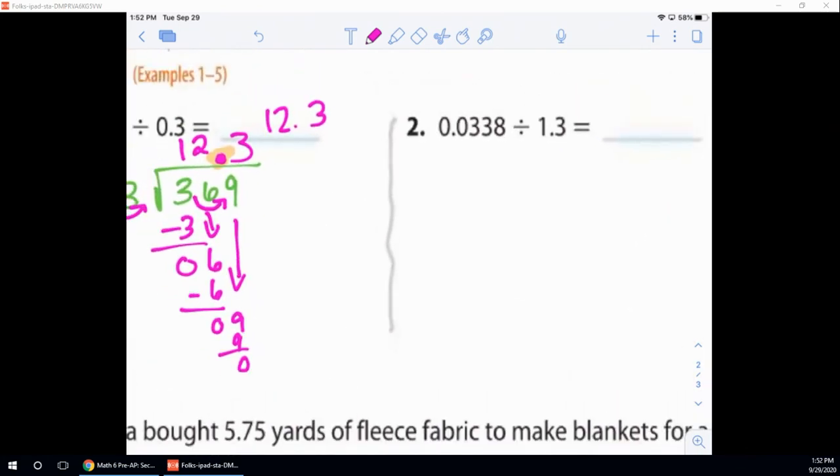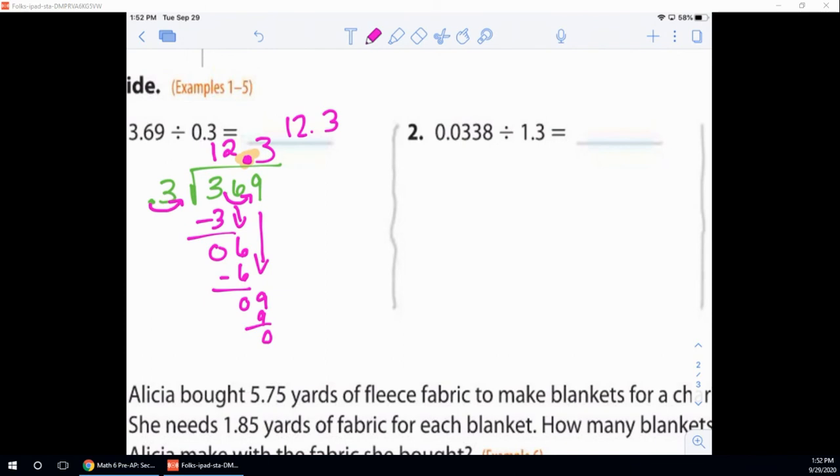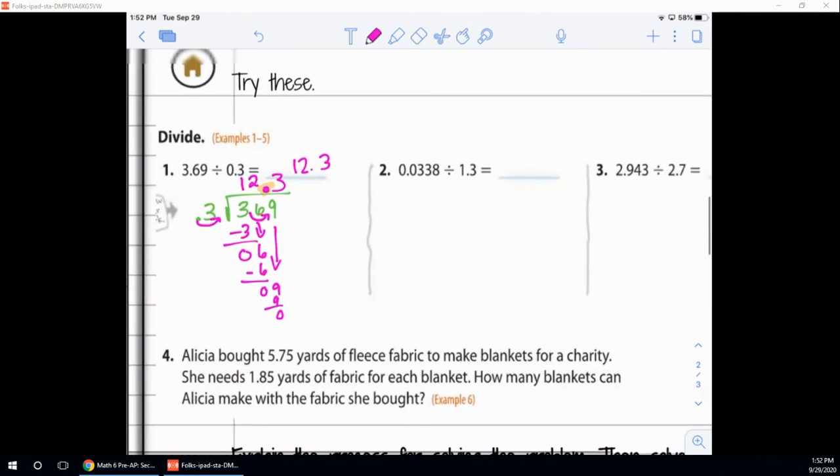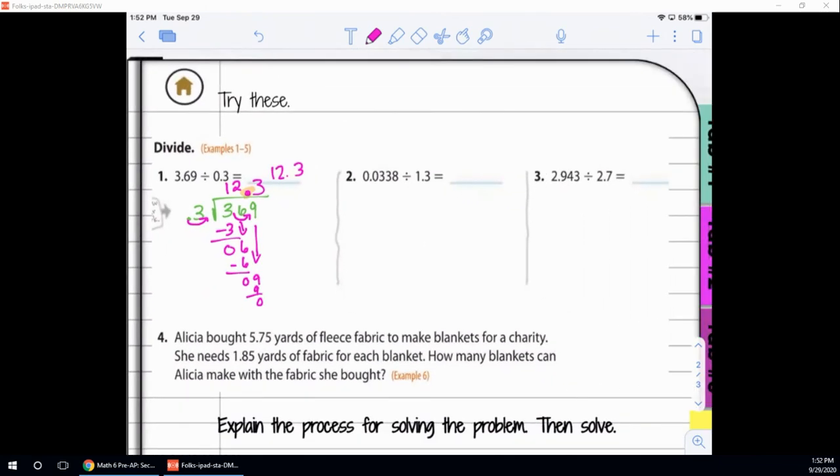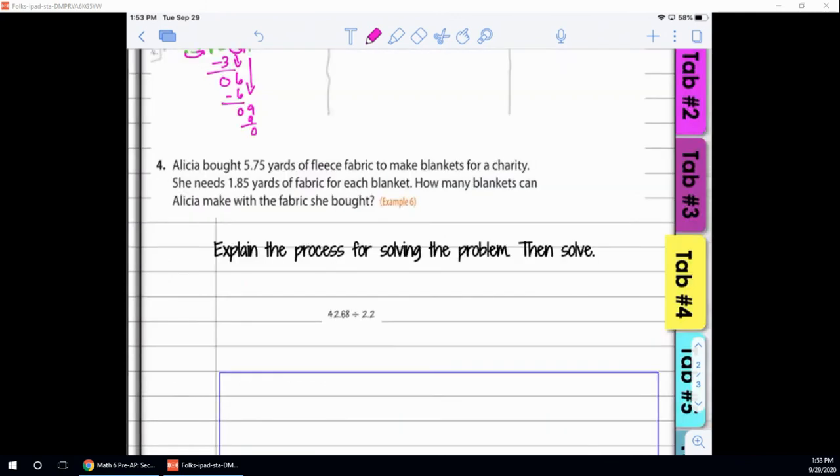Just to remind you, you have to change the divisor into a whole number. That way you can do your division. So the key is to change your divisor to a whole number by multiplying by a power of 10, or by moving the decimal over to the right until it becomes a whole number. Then you do the same thing with your dividend, and you make sure you put the decimal up into the quotient. All right, I'm going to leave a couple more questions just for you to practice on, and then we'll go from there. Make sure you stay on, ask questions when you have a chance in class, and good luck.